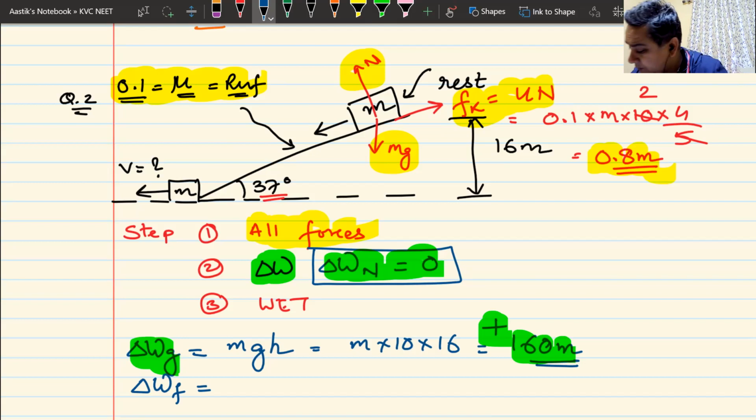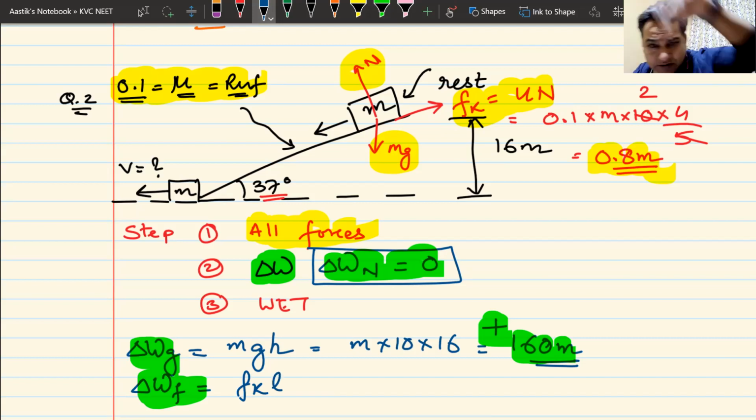Work done by friction will be equal to the frictional force Fk multiplied by L. L is the distance it has moved, and it will be negative. Why will it be negative? Because the block is moving downwards, displacement is downwards, and frictional force is upwards, so it will be negative. I just need to find out the value of this L. What is the value of this L?